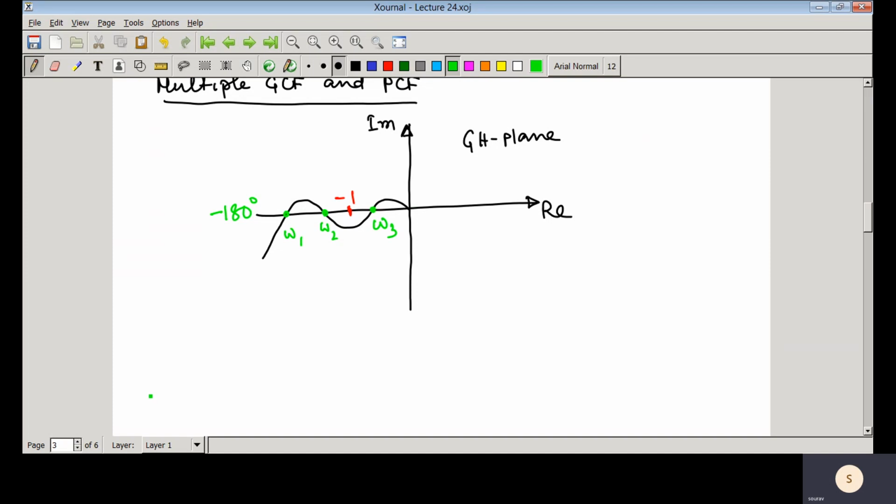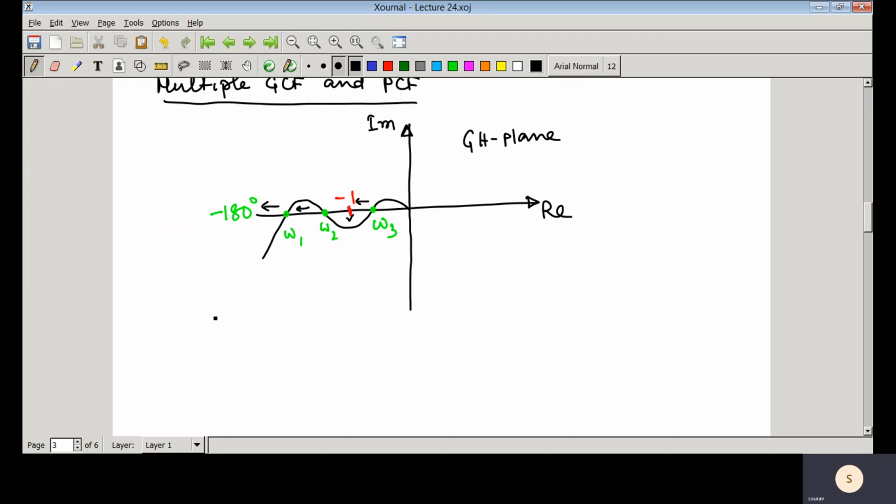You can see that if we change the gain, then this particular point may shift. If we start increasing the gain, this point will be shifting towards the left, and this one also will be shifting towards the left. So at a particular gain, this plot will be passing through the critical point, and after that it will cross it, and whenever it crosses the critical point, the number of encirclements will be changing.